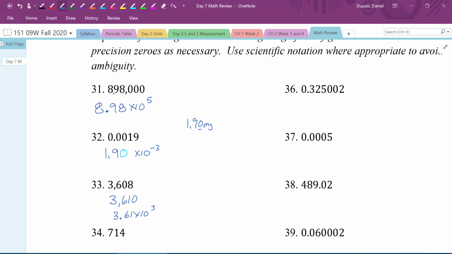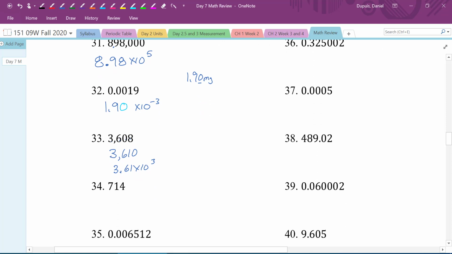Most of us like to do scientific notation, but not always, and not always will it be the best. 714, for example, you could just leave as 714, or I could do 7.14 times 10 to the 2nd. Either one works. That's your call. You're the author. Usually when we get between 0 and 1,000, if there are no zeros, it doesn't really matter. If this would have been 700, I would highly encourage you to use scientific notation, because then you're clearly communicating zeros. But it doesn't matter in 714.